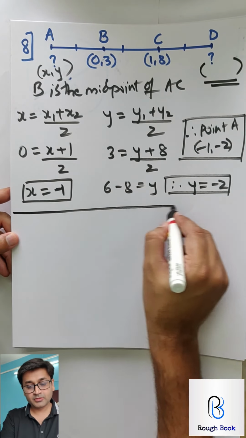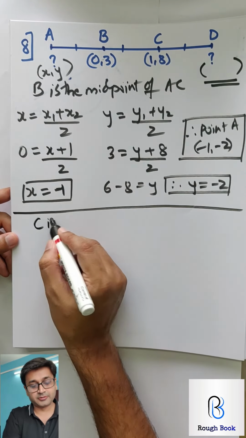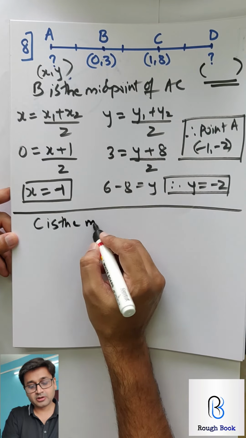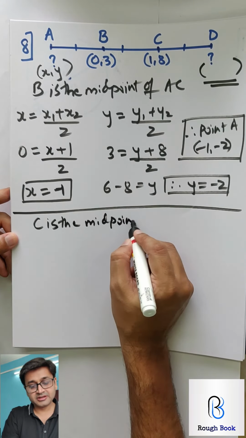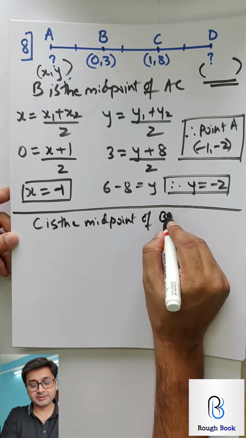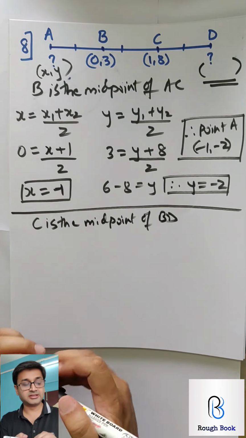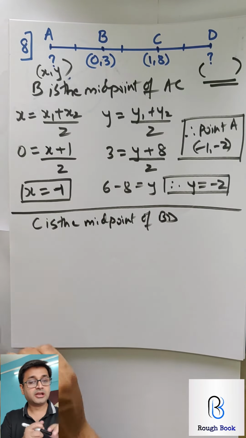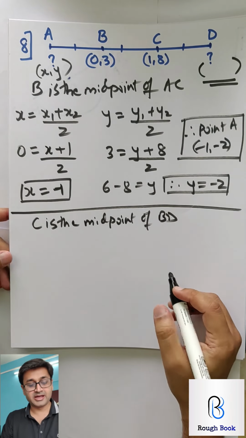Great. So for D we will say C is the midpoint. So come on everyone, push yourself. C is the midpoint of BD. So come on, hit it. Get me the answer for coordinates of D. Let's see who manages to get it without my help.